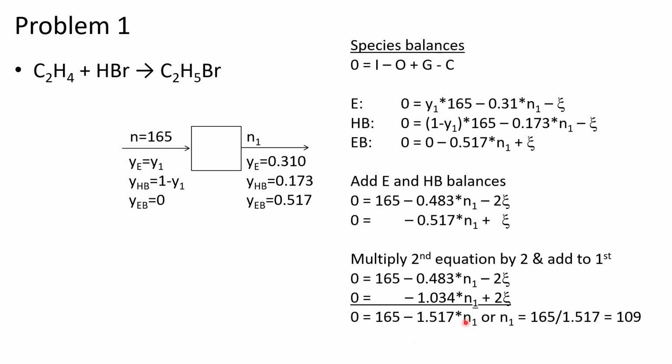We can rearrange this to solve for N1 pretty easily. N1 is 165 divided by 1.517, which is 109. So we're well on our way to solving for the unknowns here. Now that we have N1, we can plug it back into either of these two equations here to calculate xi. The easiest one might be this bottom one here, since we only have 2 terms in it as opposed to 3 in the other.